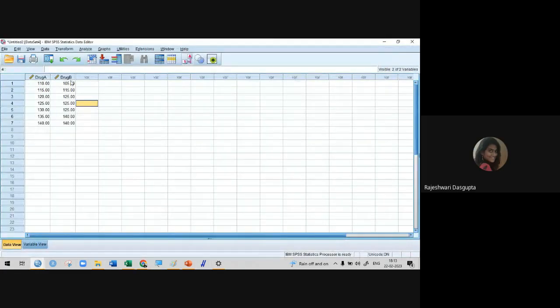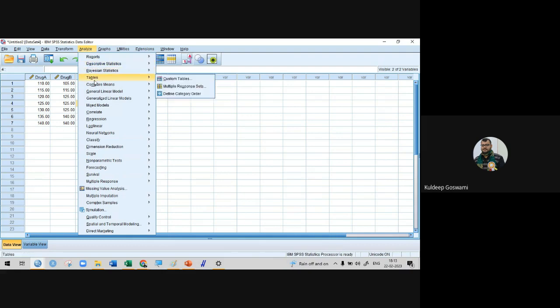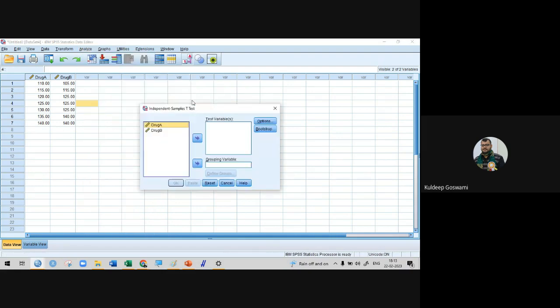See, are these the same people who got drug A and the same people who got drug B, or different people? No, different people are getting drug A and drug B. Somebody else is getting each drug. There are 14 people, 7 got drug A and 7 got drug B. Then what will you do? If we follow the same steps in the independent sample t-test, which will be the test variable, and which will be the grouping variable?